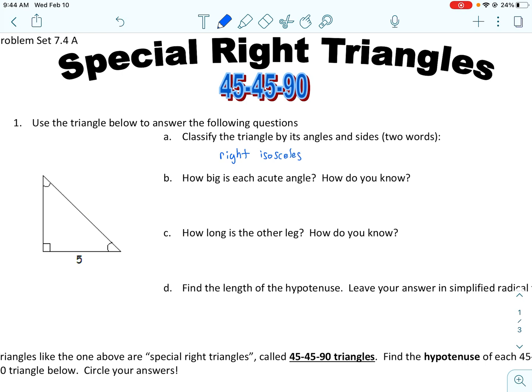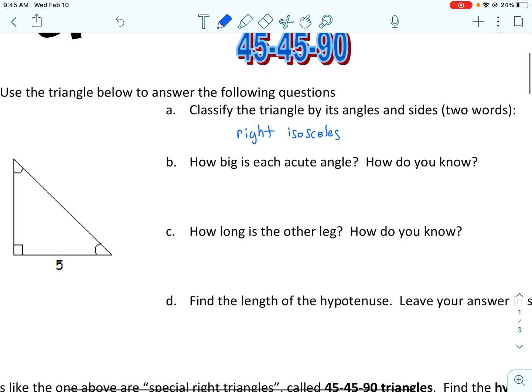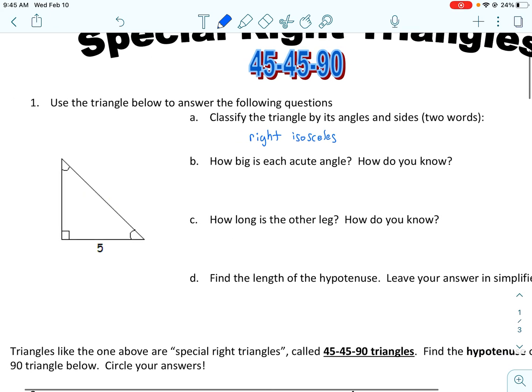Right isosceles. It could be an equilateral triangle or a scalene triangle, or the other options there, don't forget. How big is each acute angle, and how do you know? Well, since these angles are congruent, and one angle is 90, we know that they're both going to be 45 degrees.